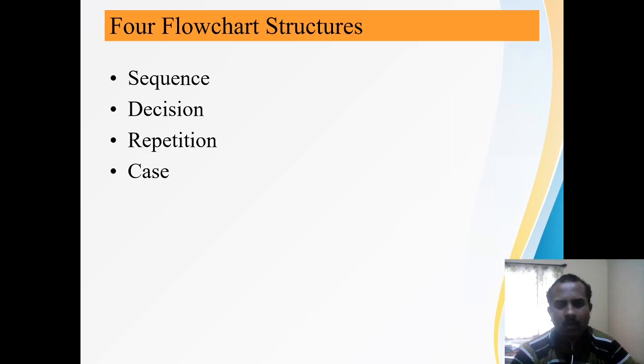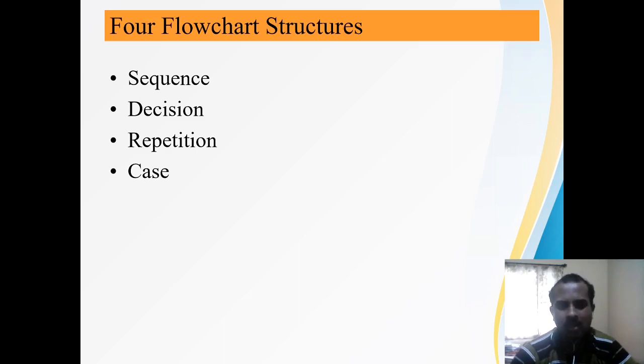Then four flowchart structures are there, but while coming to data structure, we are giving importance to only the first three, that is sequence, decision, and repetition. What is sequence? Sequence logic can also be called sequential flow. Decision can also be called conditional flow or selection logic. Repetition flow can also be called iteration logic. Case is mainly used in switch cases. When you have switch cases, only then is it going to be used.